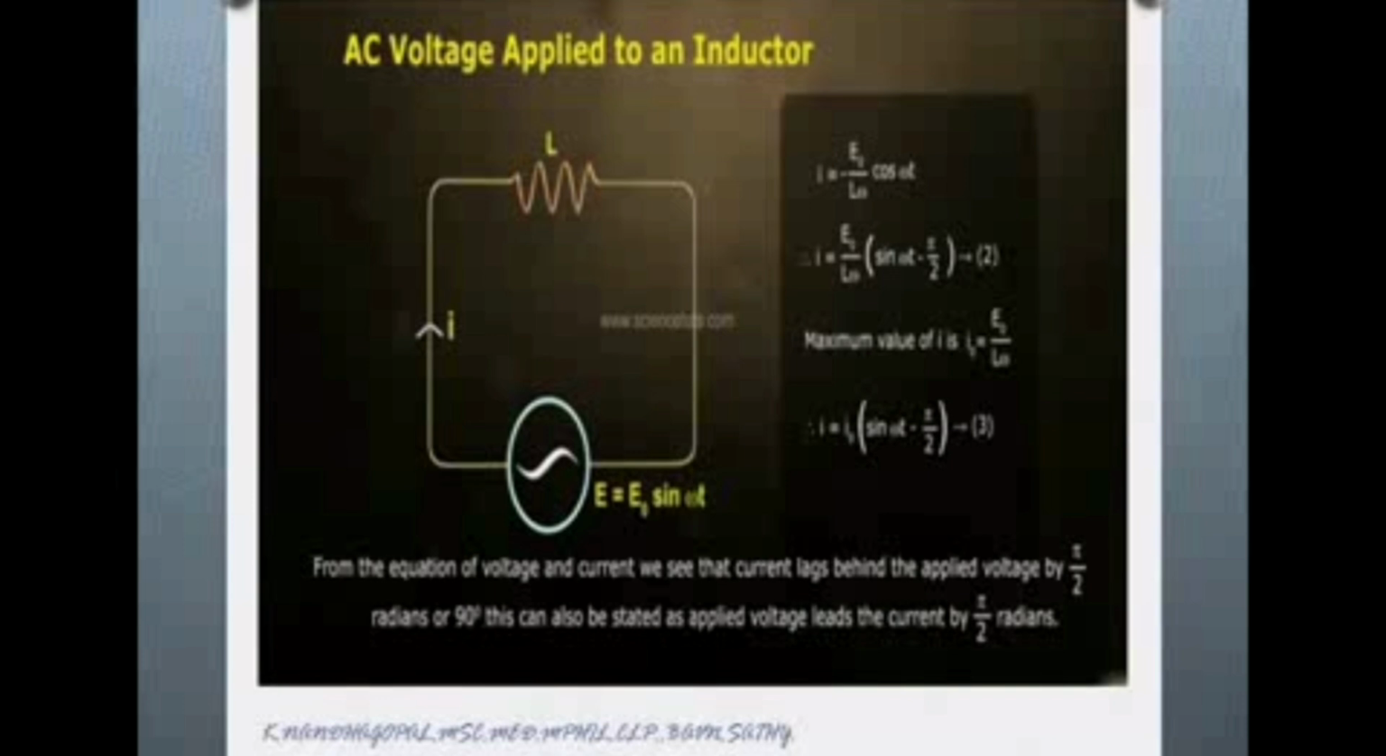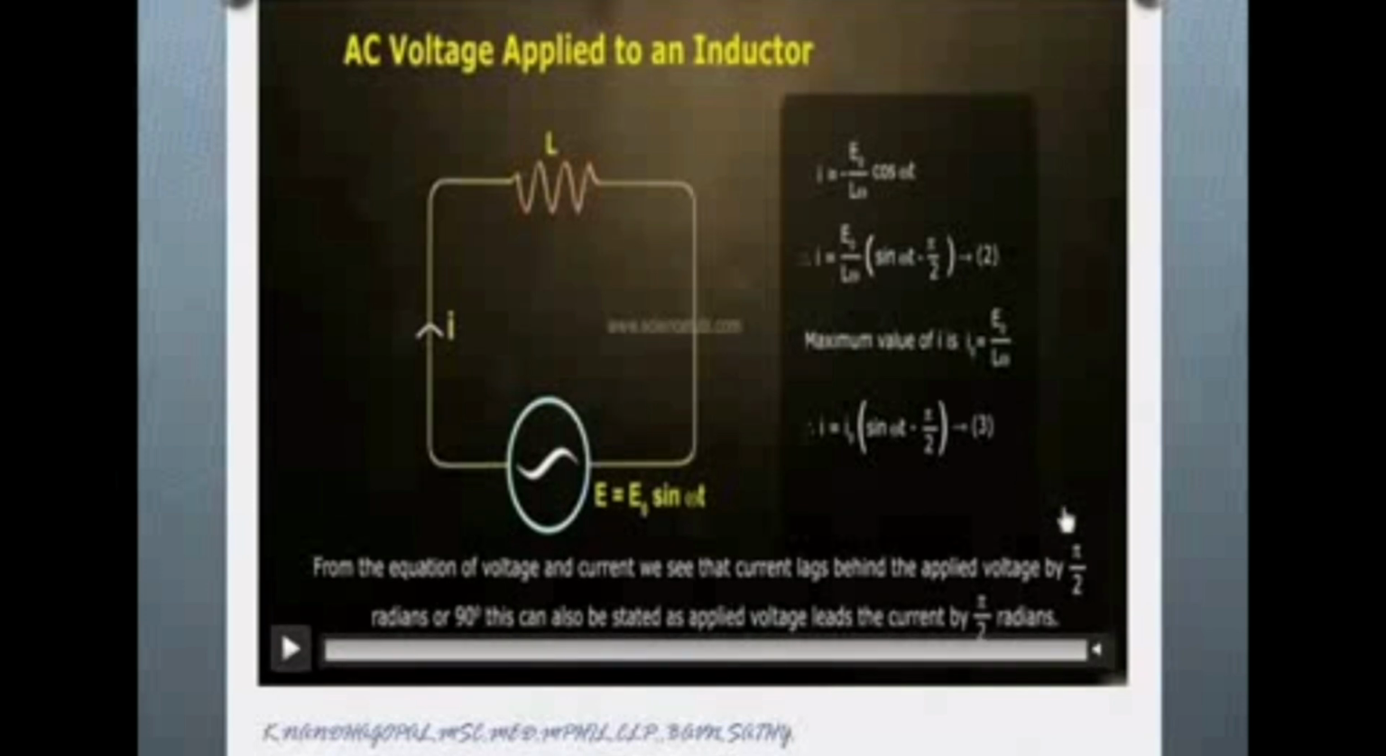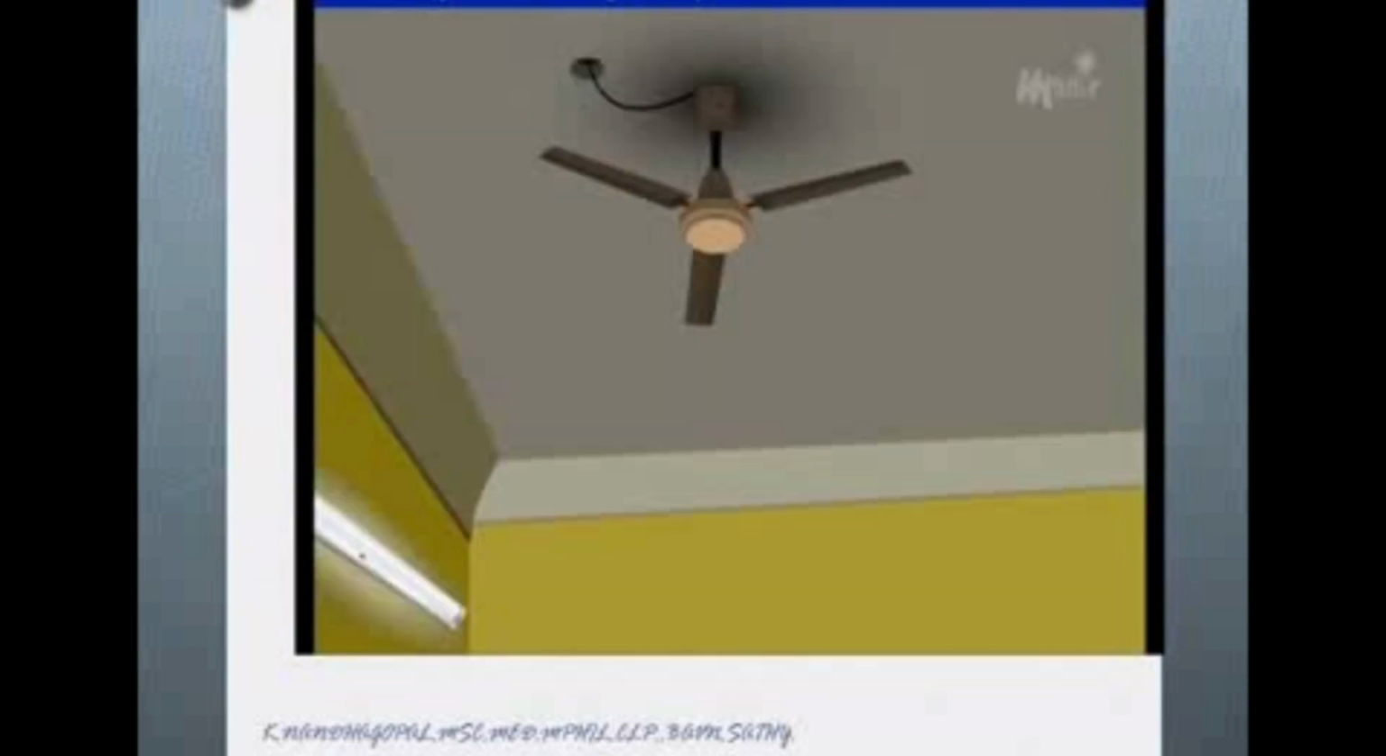So when the inductor is connected to the AC circuit, the current lags behind by the phase angle of pi by 2. So in an inductor circuit, the current will be behind by a pi by 2 phase angle. Okay. We have said it will be behind by pi by 2 phase angle. So for resistance, it is the same phase, there is no phase difference, but when you connect the inductor, the current lags behind by the phase angle of pi by 2.